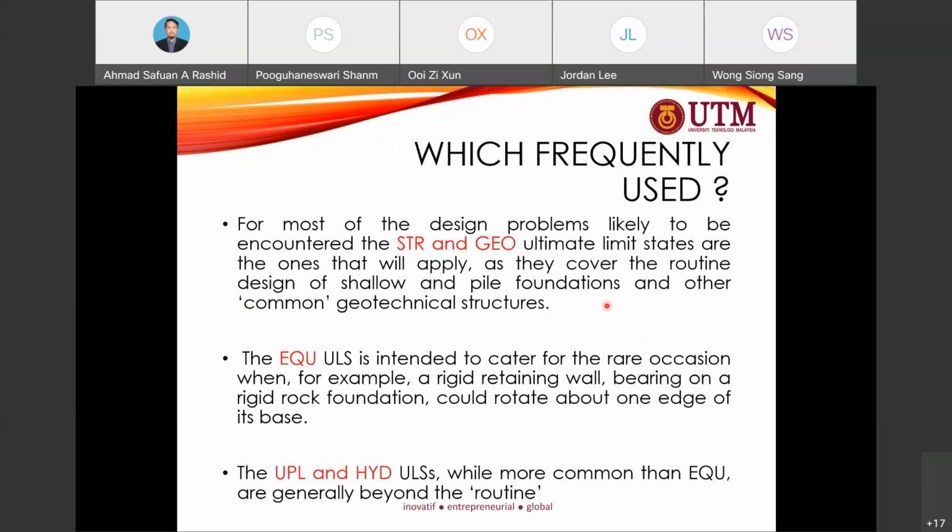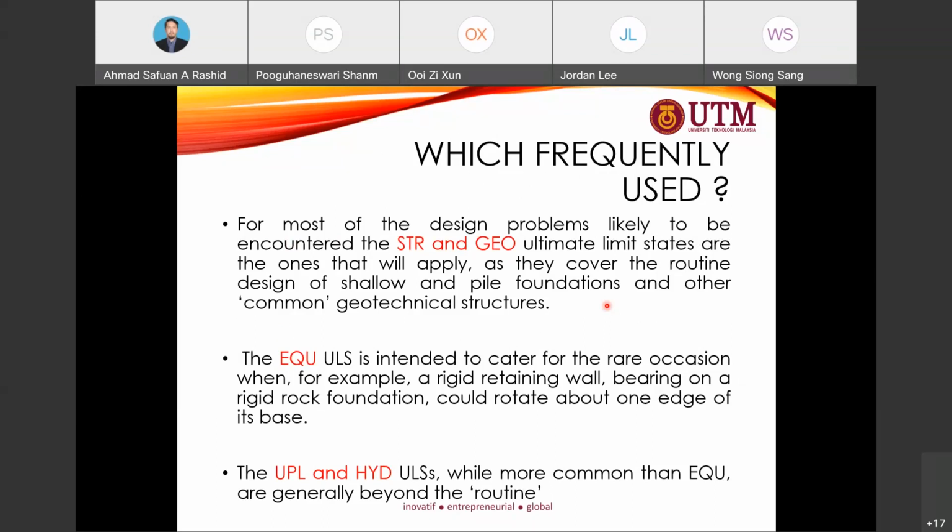For most of the design problems likely to be encountered, the STR and GEO ultimate limit states are the ones that we apply, as they cover the routine design of shallow and piled foundations and other common geotechnical structures. So STR and GEO are commonly used.